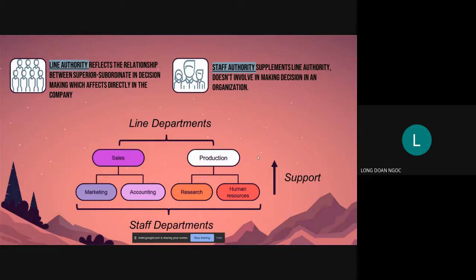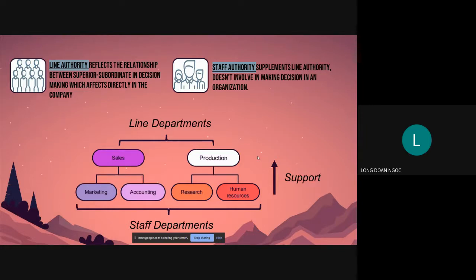So imagine you are a sales manager, you have an associate who is a cost accountant. He provides you information about which products have the highest profit or are the most valuable products to sell. In this case, the man plays a part of staff authority.